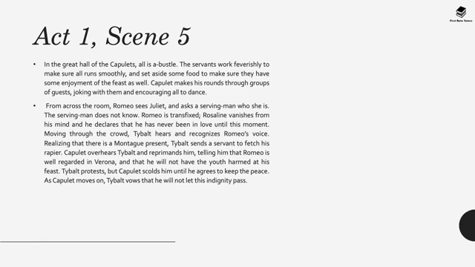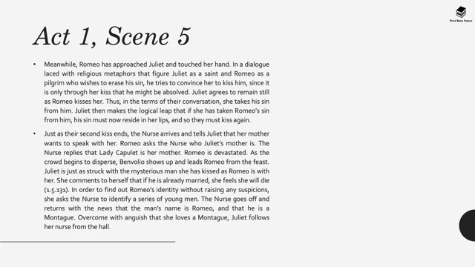Moving through the crowd, Tybalt hears and recognizes Romeo's voice. Realizing that there's a Montague present, Tybalt sends a servant to fetch his rapier, which is a sword. Capulet overhears Tybalt and reprimands him, telling him that Romeo is well regarded in Verona and he will not have him harmed at this feast. Although Tybalt protests, Capulet scolds him until he agrees to keep the peace.